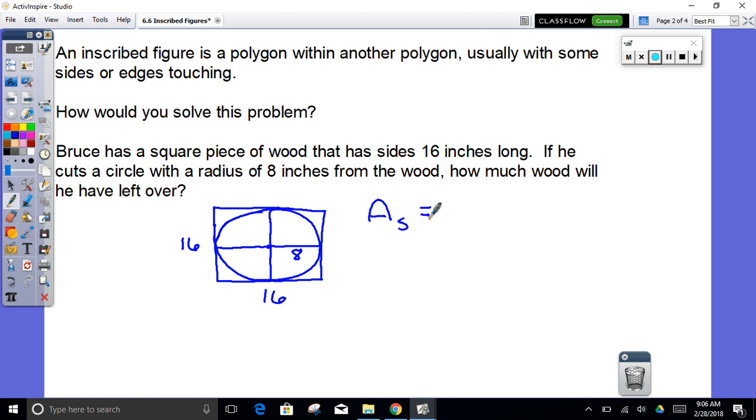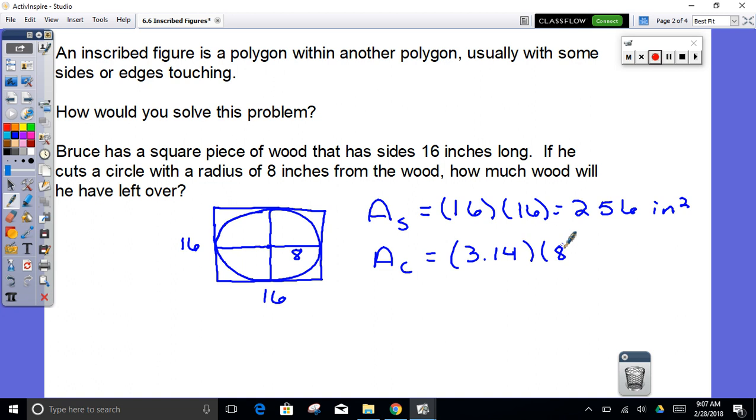It's just side times side, so it would be 16 times 16, which is 256 square inches. Area of the circle, remember, is pi times the radius squared, so we have 3.14 times 8 times 8. When we do that, we get 200.96 square inches.